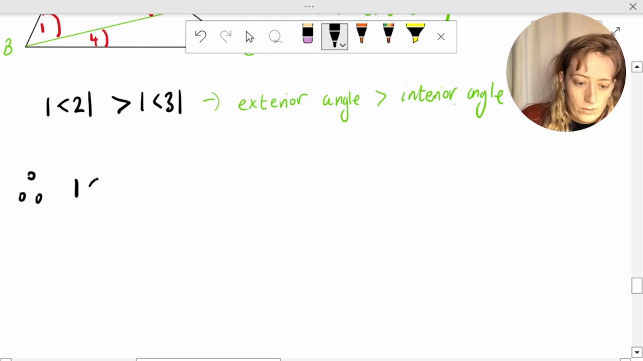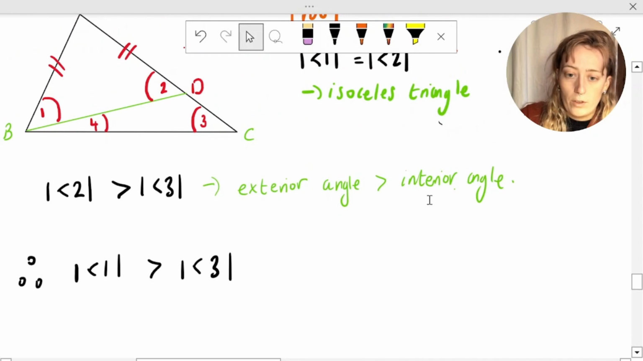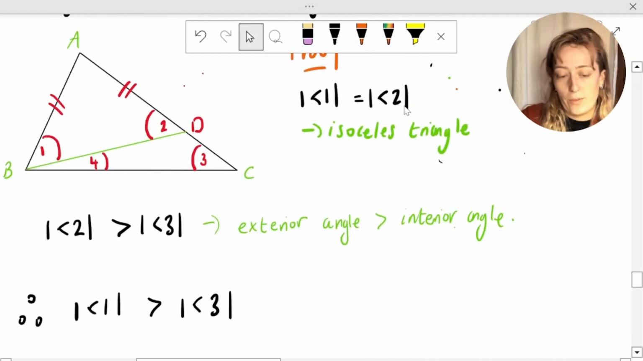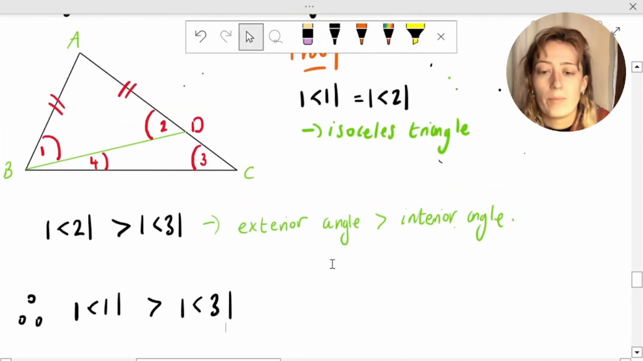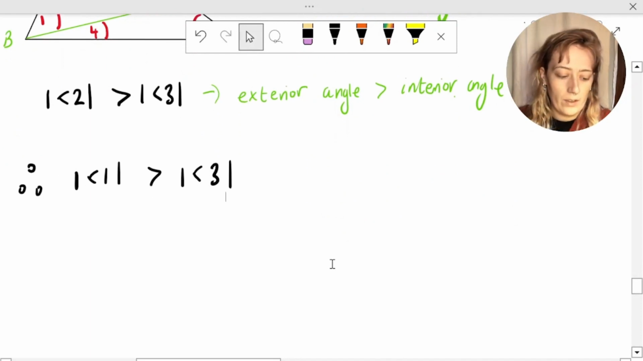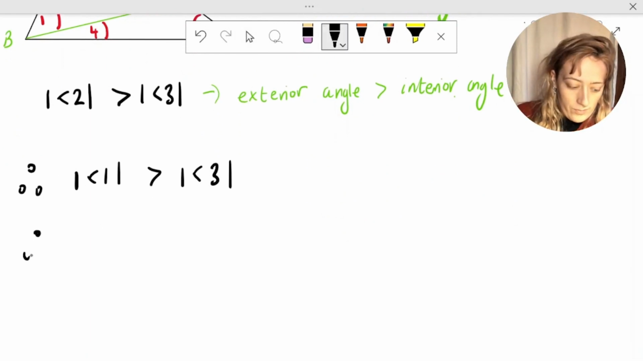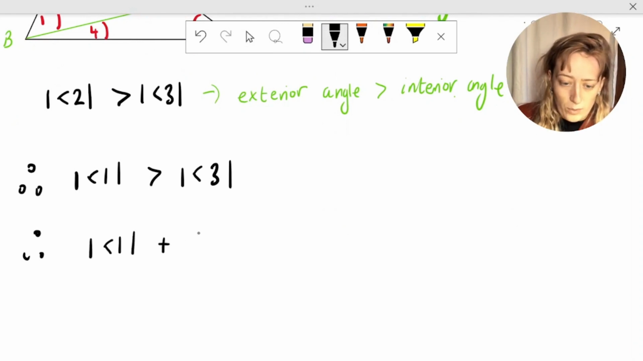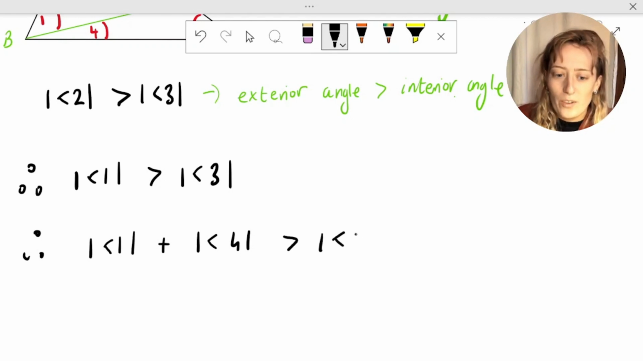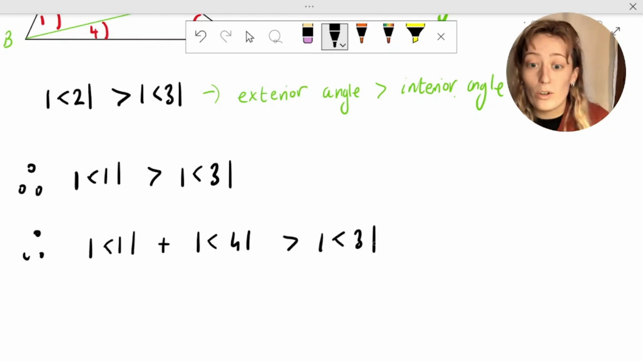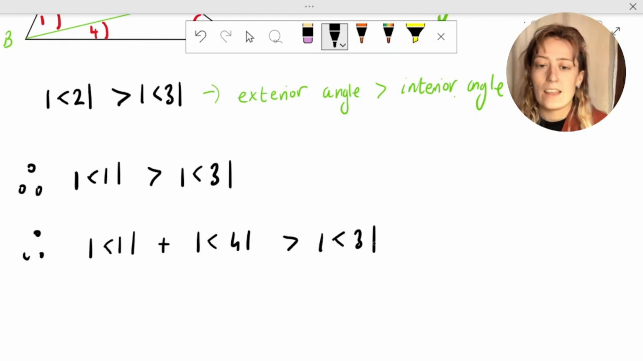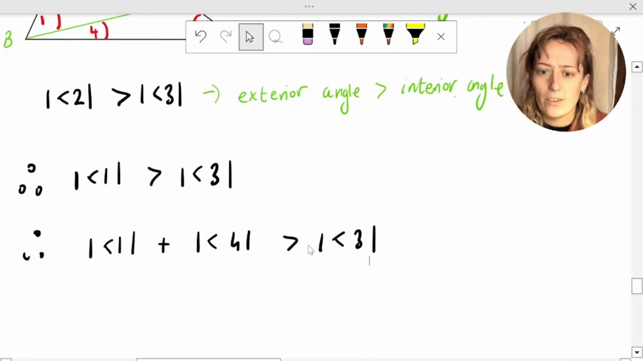So angle 1 must also be greater than angle 3. Why? Because we just said that angle 1 was equal to angle 2. So if angle 2 is greater than angle 3, angle 1 is also greater than angle 3. That means angle 1 plus angle 4 is definitely greater than angle 3. If angle 1 is greater than angle 3 and we add another angle to it, it's obviously also going to be greater than angle 3.